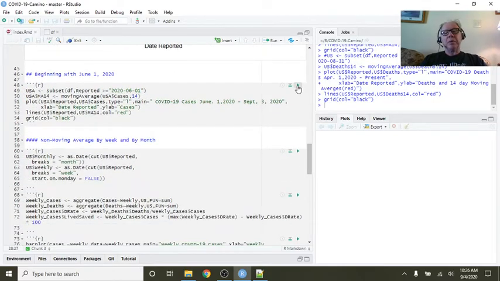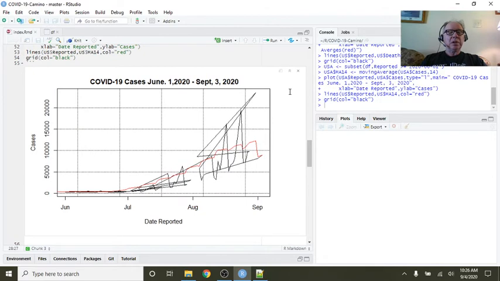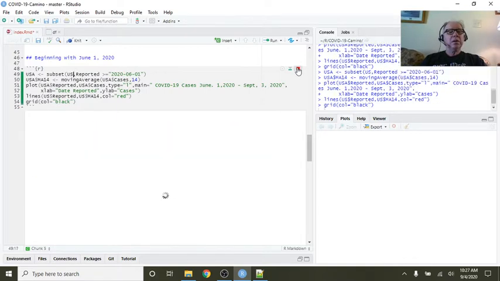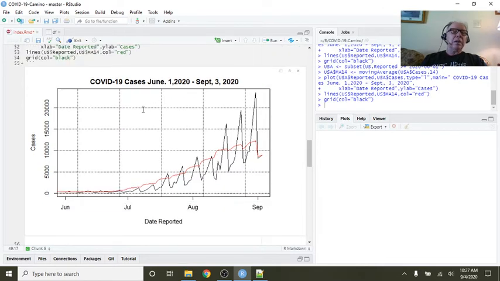Take a look at the current spike, which began around June 1st. Why does this do this? I already sorted it once. Let's do this. Let's try this. Okay, interesting.